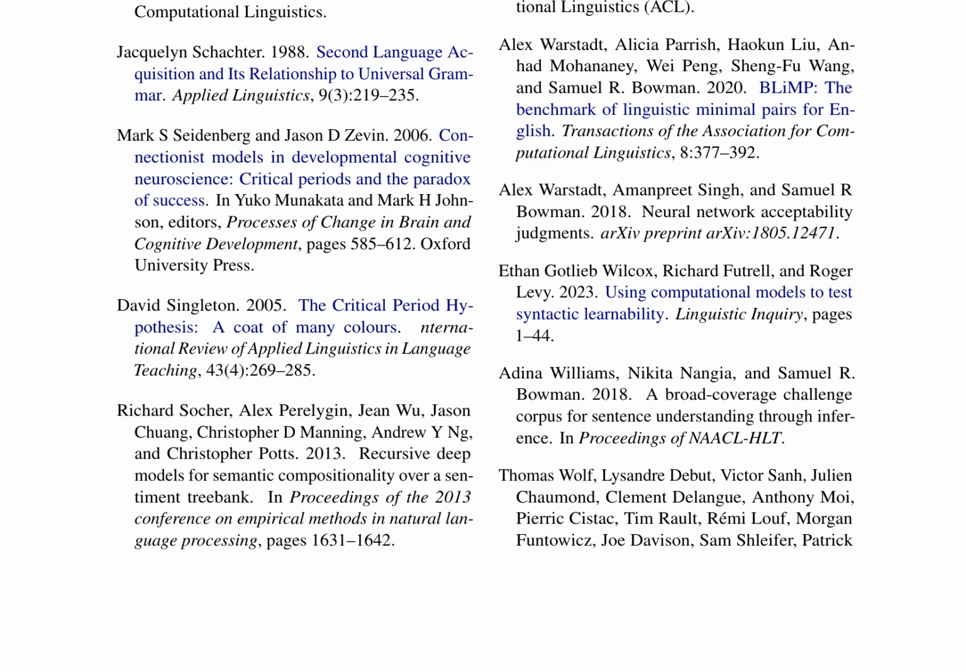Recent studies have utilized computational models to test syntactic learnability, Wilcox et al., 2023, and develop benchmarks for evaluating linguistic minimal pairs, Warstadt et al., 2020. These studies demonstrate the growing interest in using computational models to study language acquisition and understanding. The interplay between genetic and environmental factors in language acquisition is complex, and the development of benchmarks for evaluating language understanding is crucial. This comprehensive review highlights the current state of research in language acquisition, cognitive neuroscience, and natural language processing, emphasizing the need for continued investigation into the complex processes involved in language development.